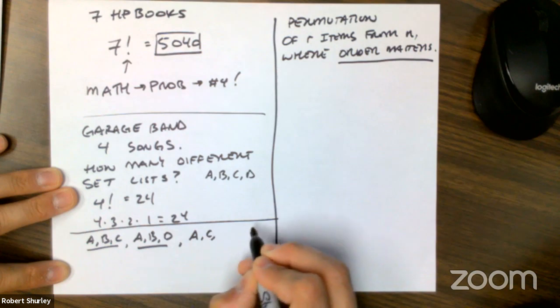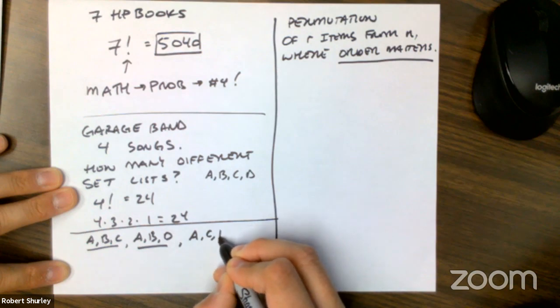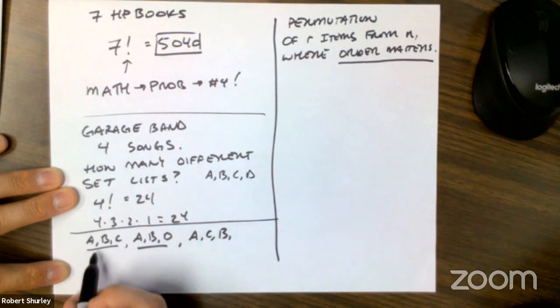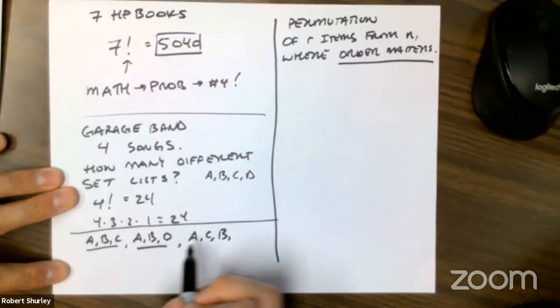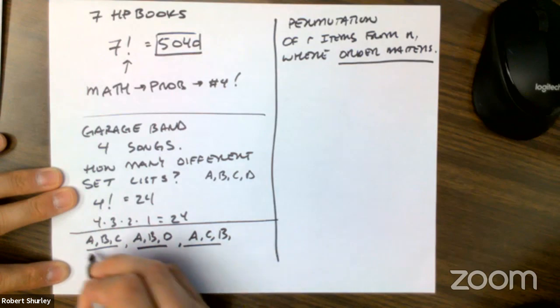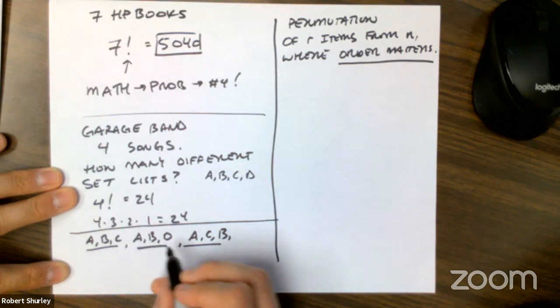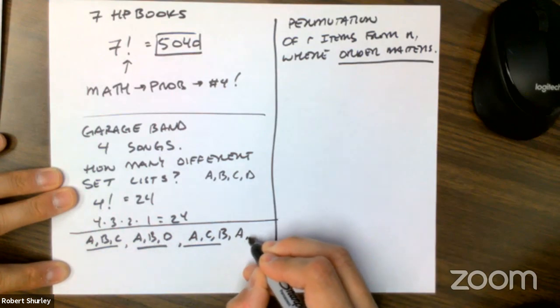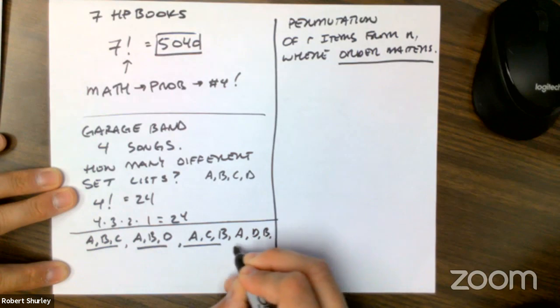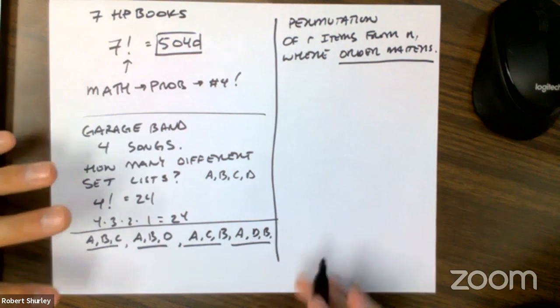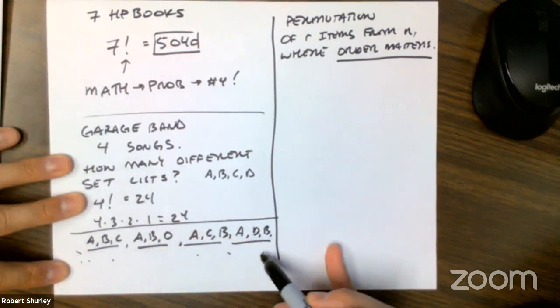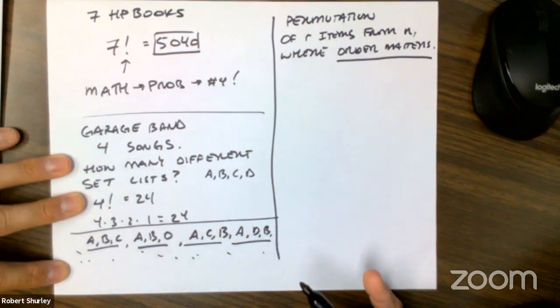ACB, because order matters. That's not going to be the same as this one. Okay, guys? Because order matters. So these two are going to be considered different. Okay, I should have flipped this around. So we do ADB. Okay. Then we could do, oh my gosh. I mean, I could keep going and going and going. Okay. My brain's starting to hurt a little bit.